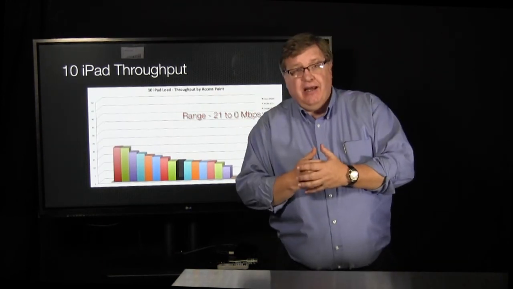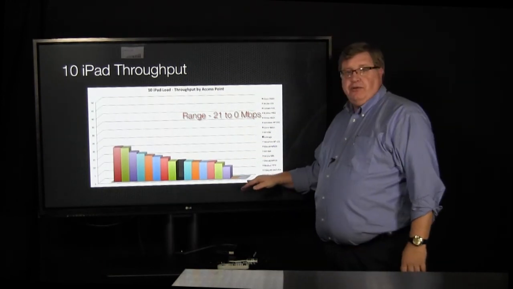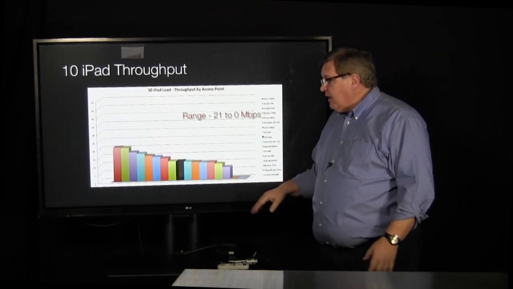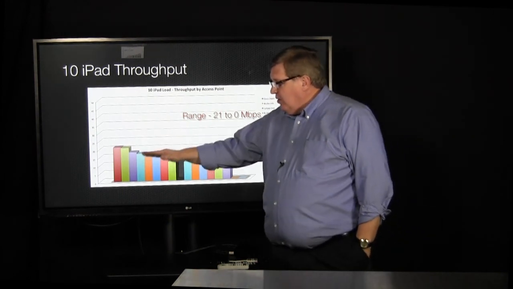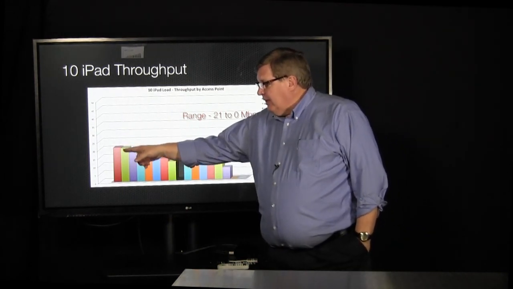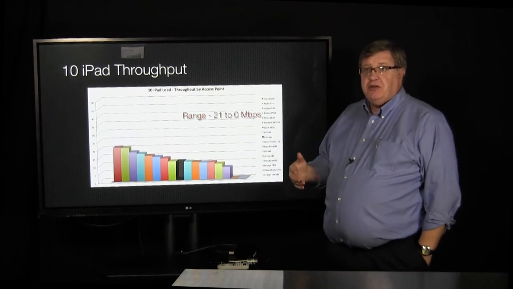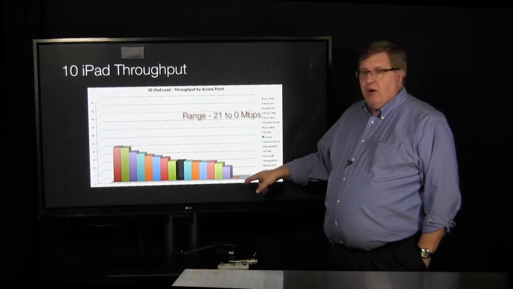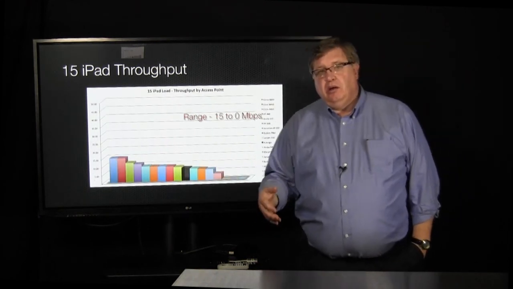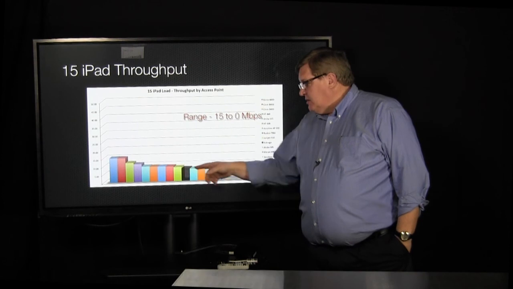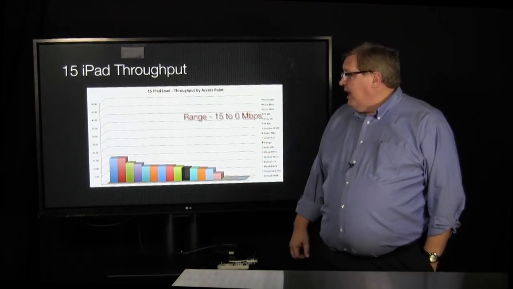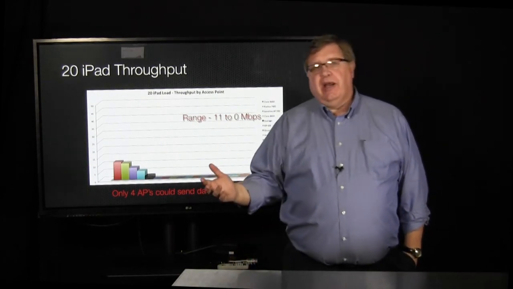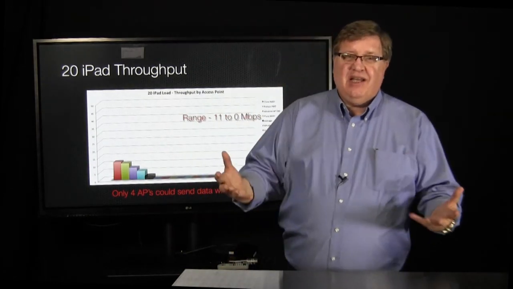As we moved down to 10 iPads, we actually had an AP drop out. It couldn't carry any more data at 10 iPads. Video wasn't working, FTP didn't work. And also lower, the high end went from 30 down to 20, lost about a third at that point. And down here, we're all the way down to 0 at some of them. And then as we add more, our range drops, still coming down. And finally, as we go to 20, there's now only 4 APs left. All the other ones weren't able to carry the 20 iPads and FTP at the same time.